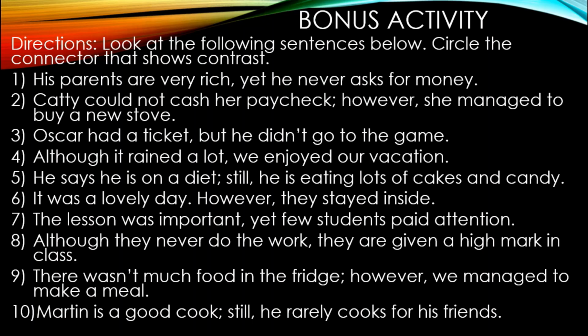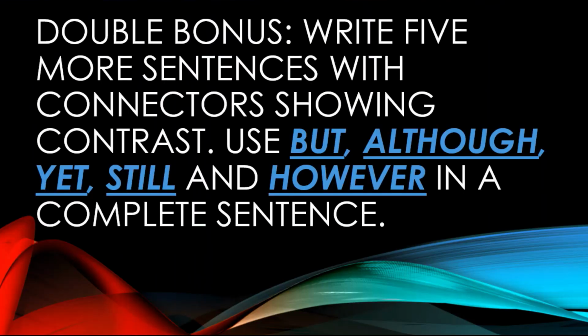So the second bonus activity here, the double bonus, is just going to be to write 5 more sentences with connectors showing contrast. Use but, although, yet, still, and however in a complete sentence. So basically write 5 separate sentences with these connectors here.